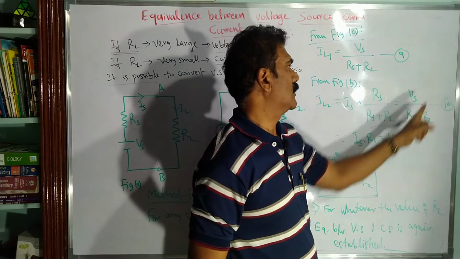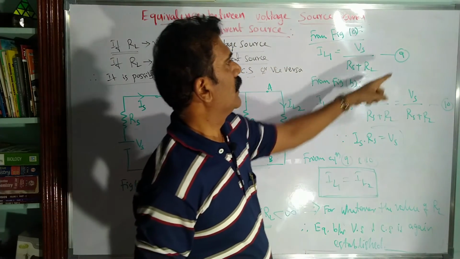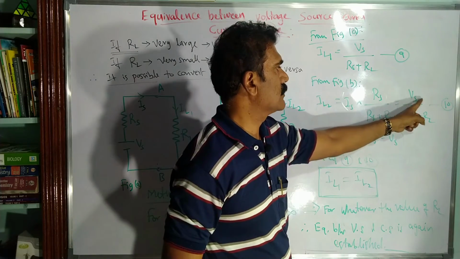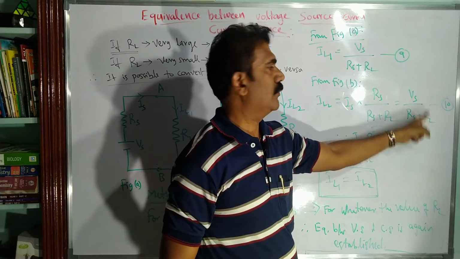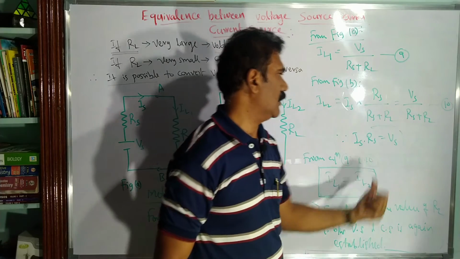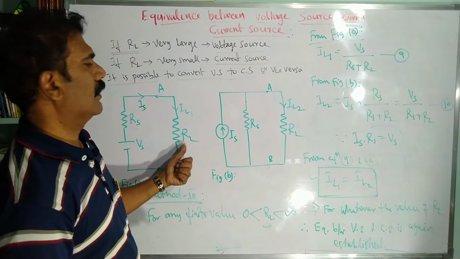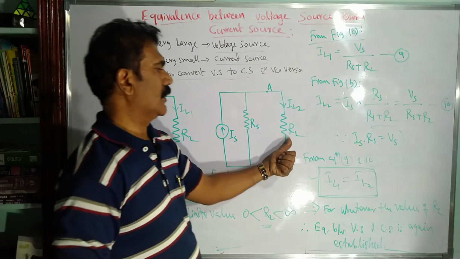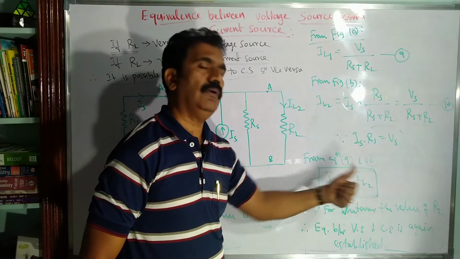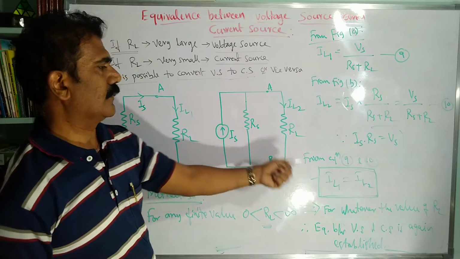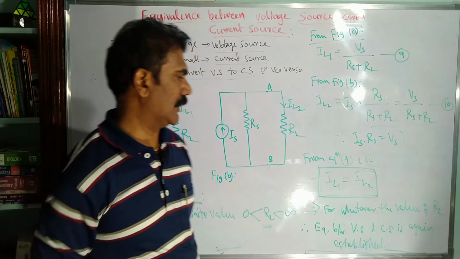So from equation 10, comparing with equation 9, Vs divided by Rs plus RL, here also Vs by Rs plus RL only. So both are the same, equations 9 and 10 are equivalent to each other. Therefore the current through RL in the voltage source and in the current source, IL1 is equal to IL2. Both the currents drawn from the sources are equivalent to each other.